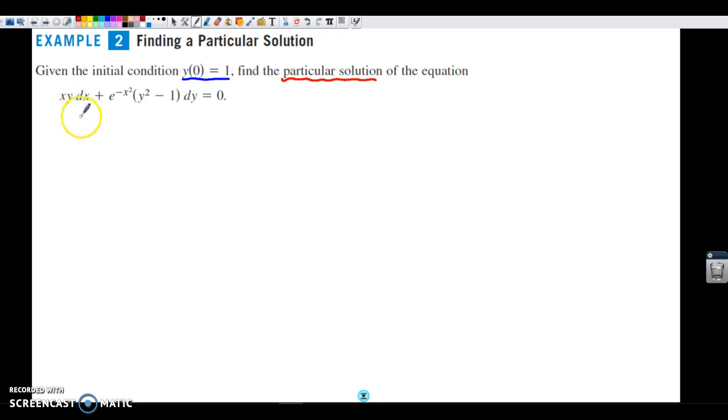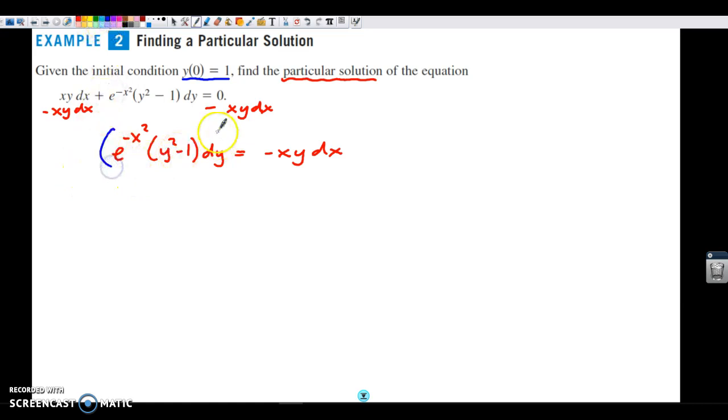And so what I'm going to do first is move all the x's to the right side if I can. So first I'm going to subtract xy dx to the other side. e to the negative x squared times y squared minus 1 dy equals negative xy dx. Now I'm going to multiply here by e to the positive x squared. Why did I do that? Because when I do that, these exponents will add together and make e to the 0 power, which is just 1. And that will effectively move the e to the x squared to the other side.